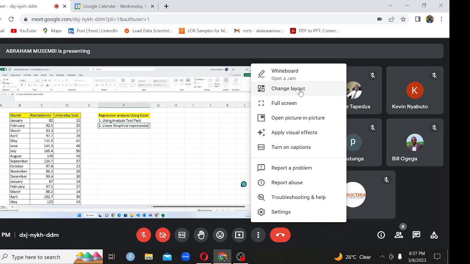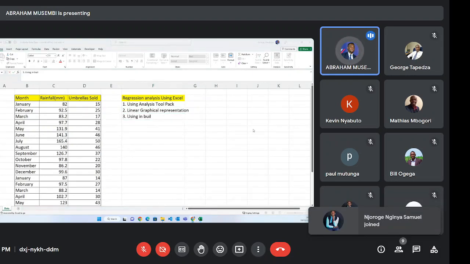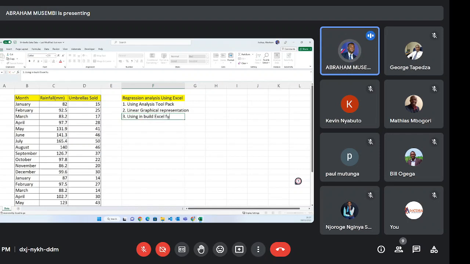The third one will be using inbuilt Excel functions, to calculate our coefficients. Okay, so I'm going to start with the first one, that is the graphical representation, because it's the simplest one.